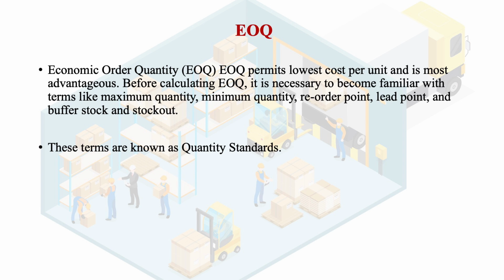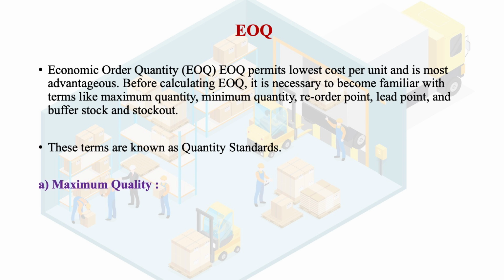It means that if we follow the economic order quantity model for ordering of the inventory, then a minimum amount of capital will be used, and our needed raw material will be available at the right time at the right place, so that our production line will not be hampered. Before calculating the EOQ, because it is a mathematical model, it is necessary to become familiar with keywords like maximum quantity and minimum quantity. These terms are the quantity standards.